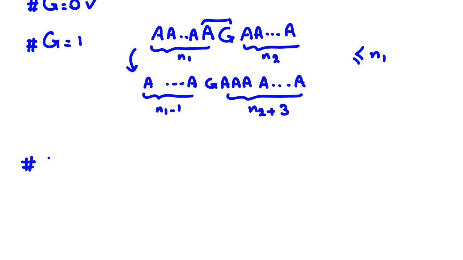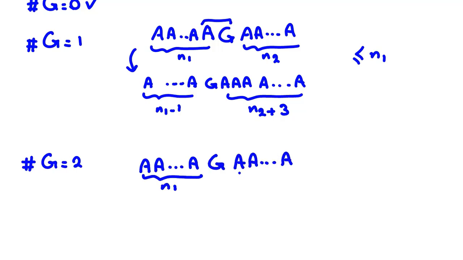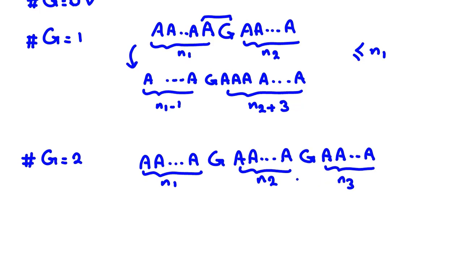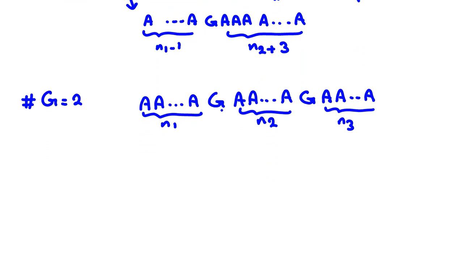Now if the number of G's is equal to 2, suppose we have n1 A's before the first G, then after the first G and before the second G, the number of A's equals n2. Then after the second G, the number of A's equals n3. Now I want to see how many times I can apply the operation on this G. Because I have only n1 before this G, I can do it at most n1 times.